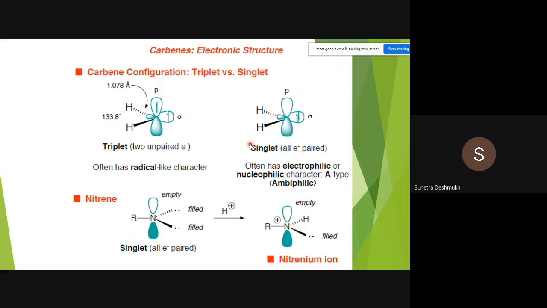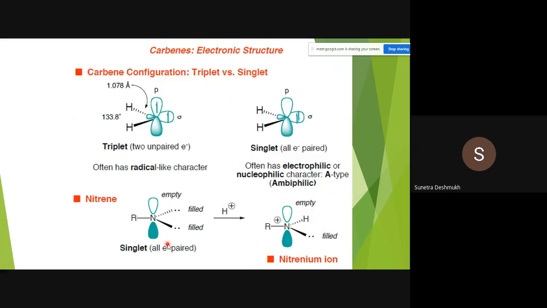Carbene electronic structure: carbene configuration, triplet versus singlet. What are the bond angles and so on? In triplet, there are two unpaired electrons. In singlet, all electrons are paired. The triplet often has radical-like character. The singlet often has electrophilic or nucleophilic character, that is, it is amphiphilic.